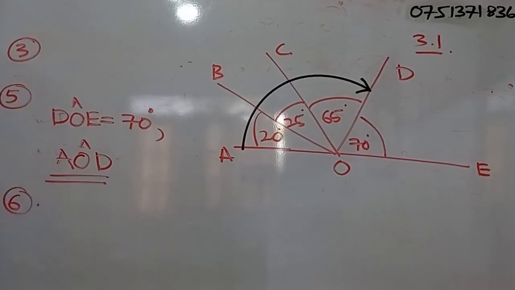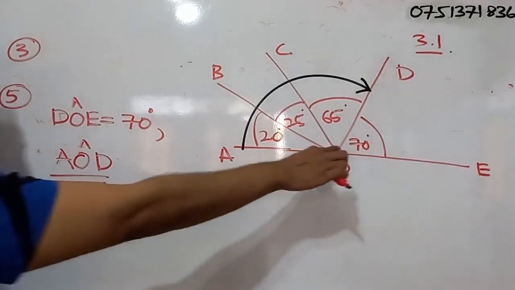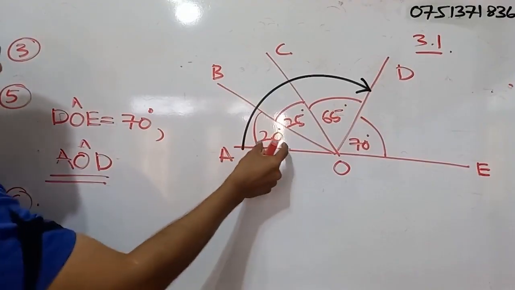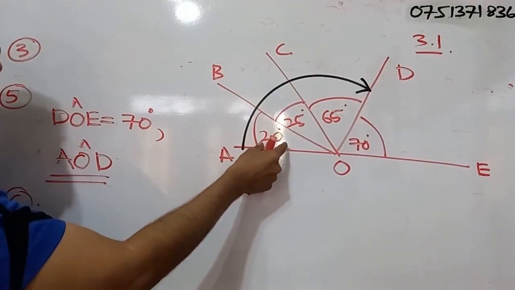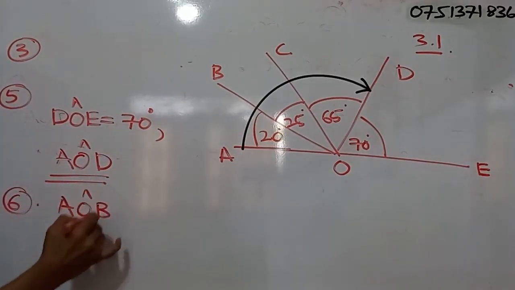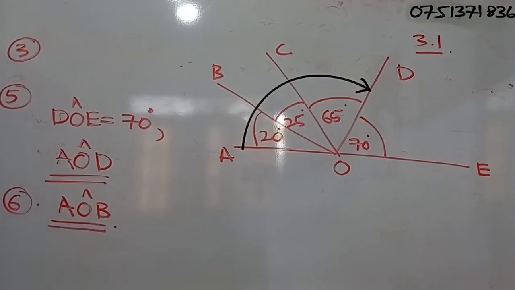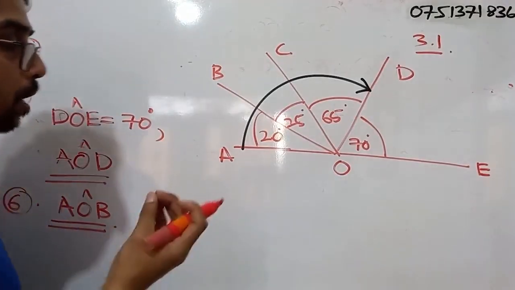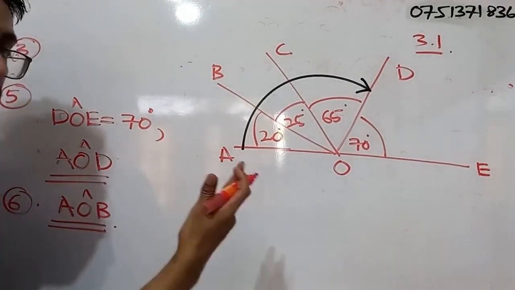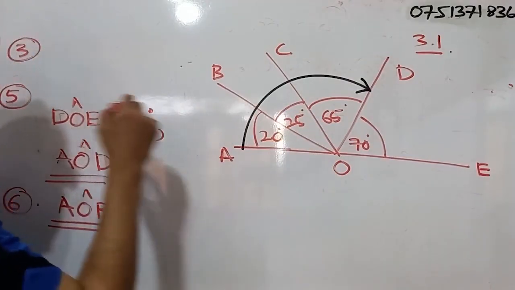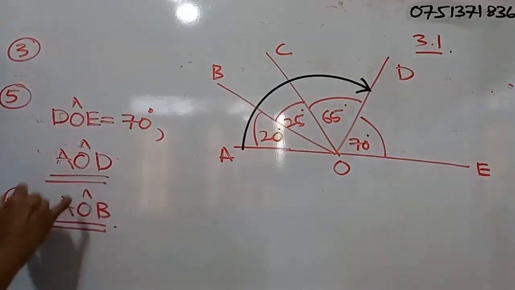Right, what is the complement of DOE? Complement, part 6. So DOE, we know that is 70. They are asking the complement, right? So that is 20 degrees. What is that angle? AOB. By now you should have understood well, when we talk about angles, what is the complement and how do we calculate it, what is the supplement and how do we calculate it. You should also remember how angles are named.